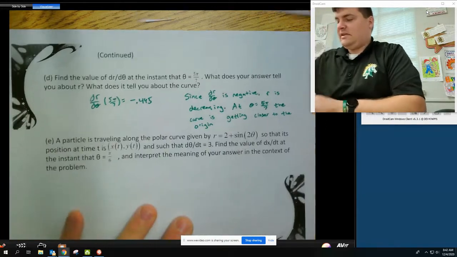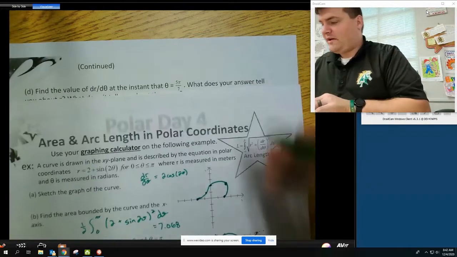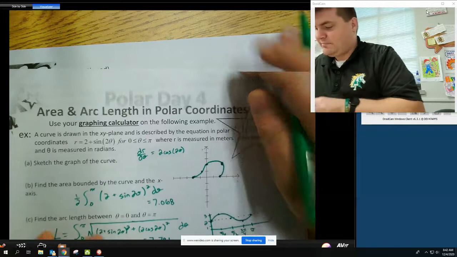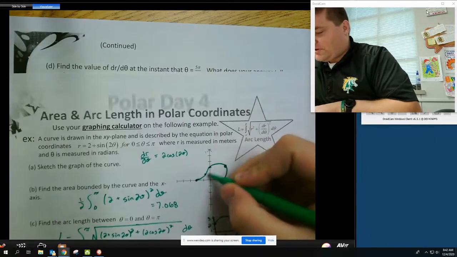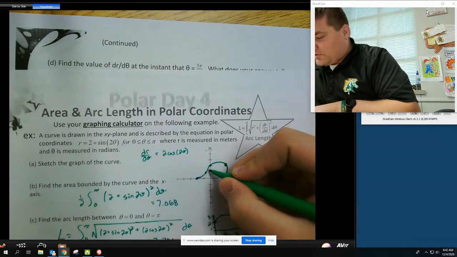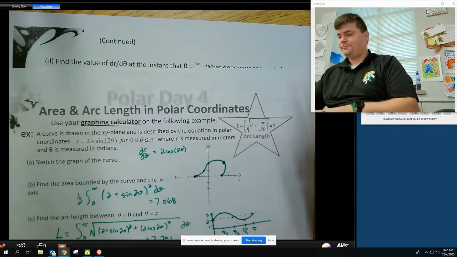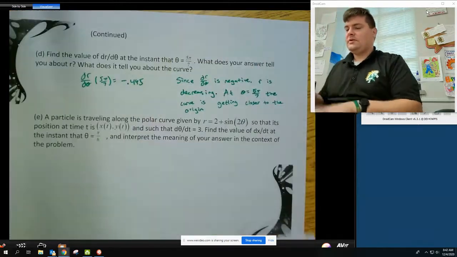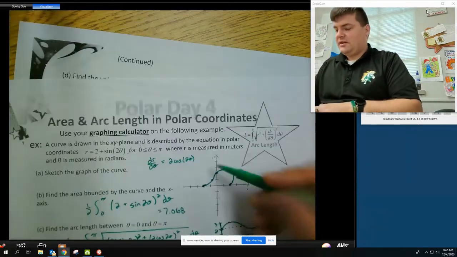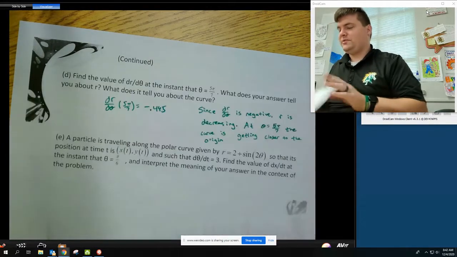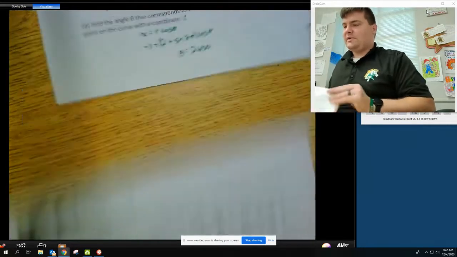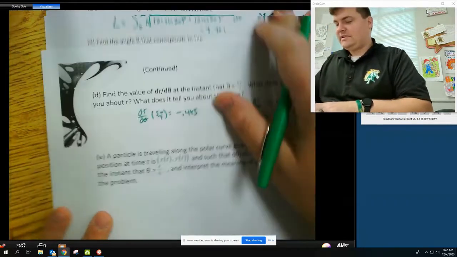So what the heck does that mean? Where's 5 pi over 7? 5 pi over 7 is about here-ish. All right, give or take, somewhere in here. And if you notice that the radius is decreasing here, it's getting closer and closer to the origin, and then it starts to increase a little bit afterwards.